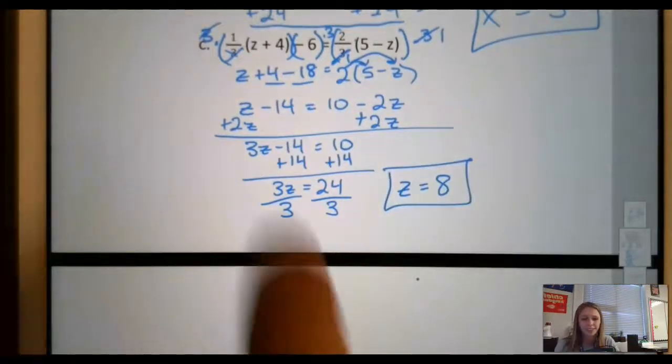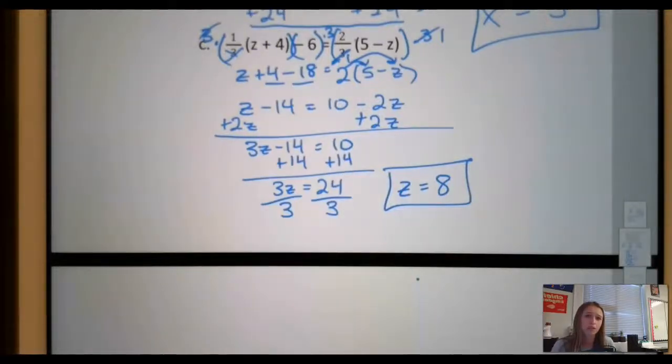Alright, so say the denominators were not the same, we would then have to, depending on what the numerator is, you could divide both terms in the parentheses by the denominator, or you just multiply the fractions out. Okay.